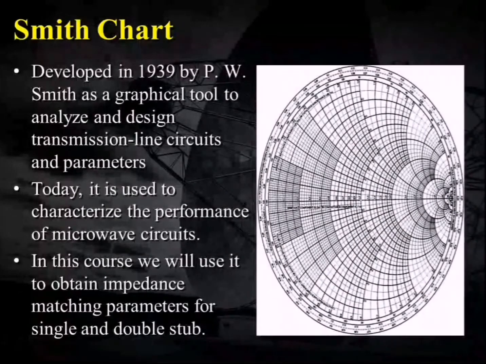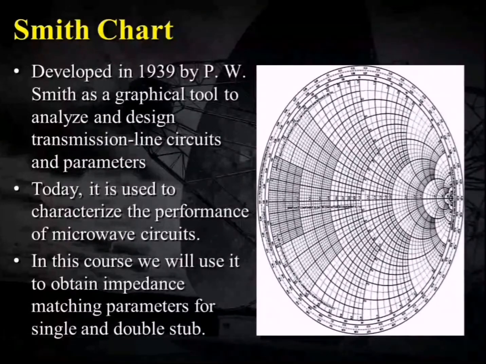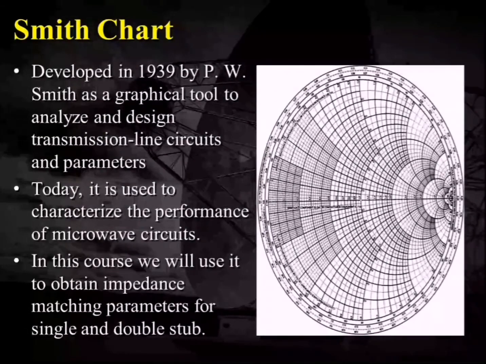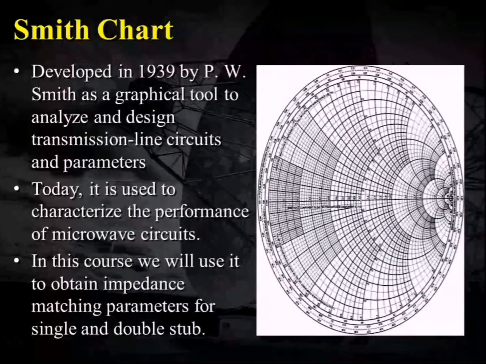The Smith chart was developed in the year 1939 by the scientist P.W. Smith as a graphical tool to analyze and design transmission line circuits and the parameters like VSWR and reflection coefficient, etc. Today it is used to characterize the performance of microwave circuits, but in this course we will use it to obtain the impedance matching parameters for single stub and double stub cases in the transmission line. Many professional versions of the Smith charts are available on the internet. This is one of the copies of that.